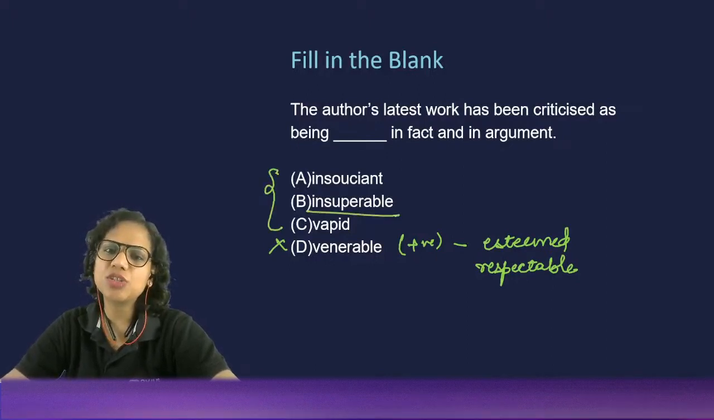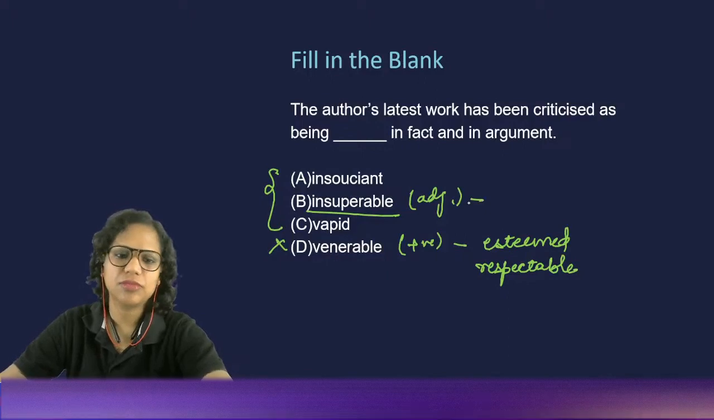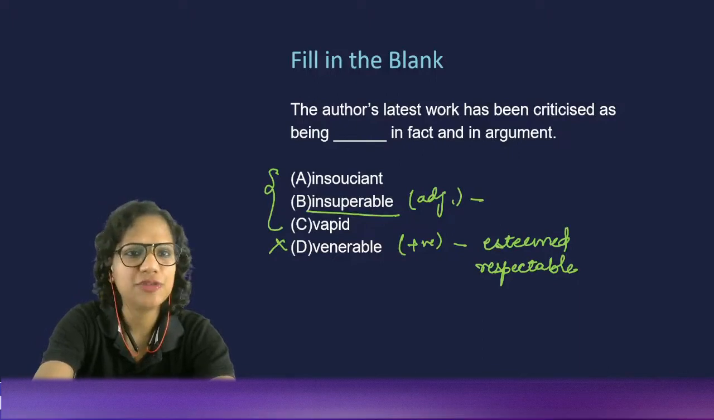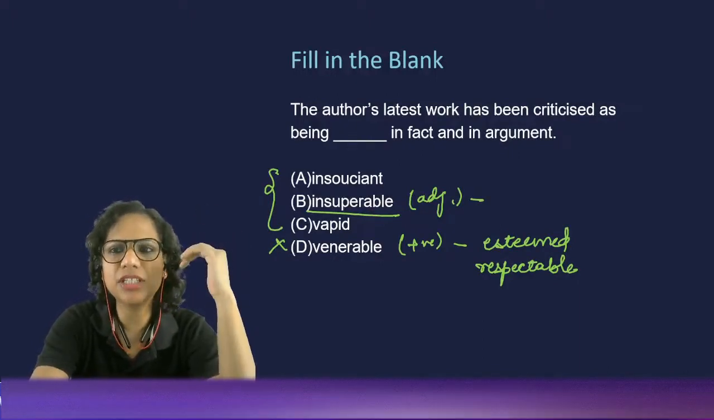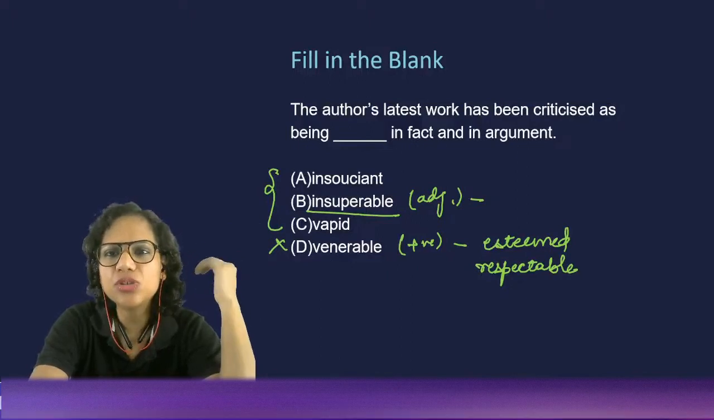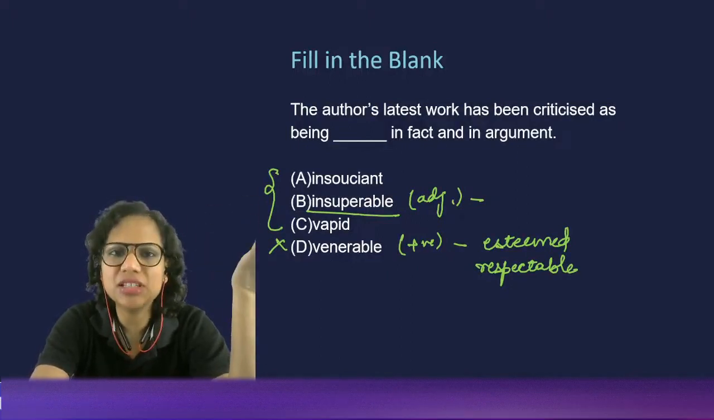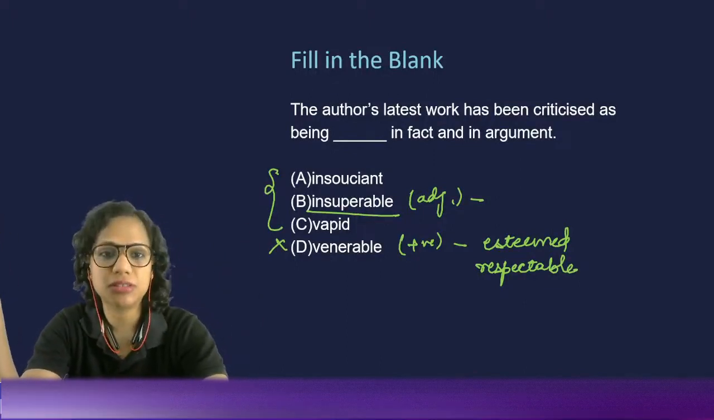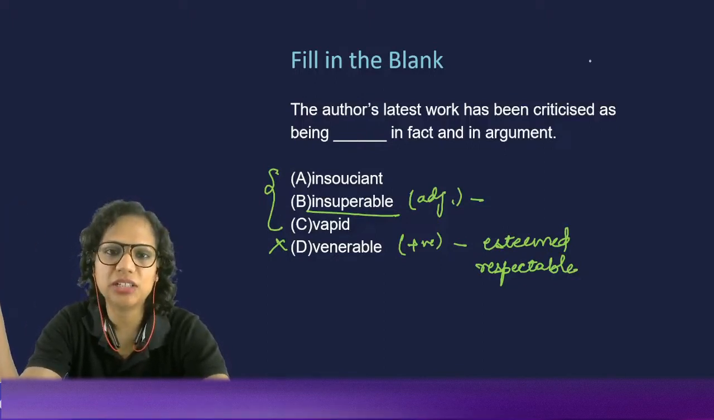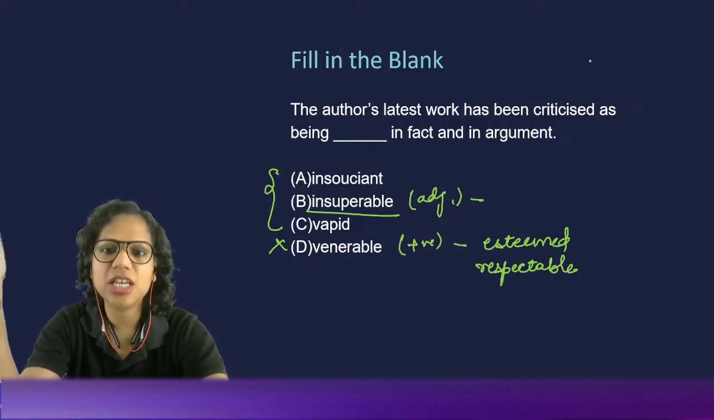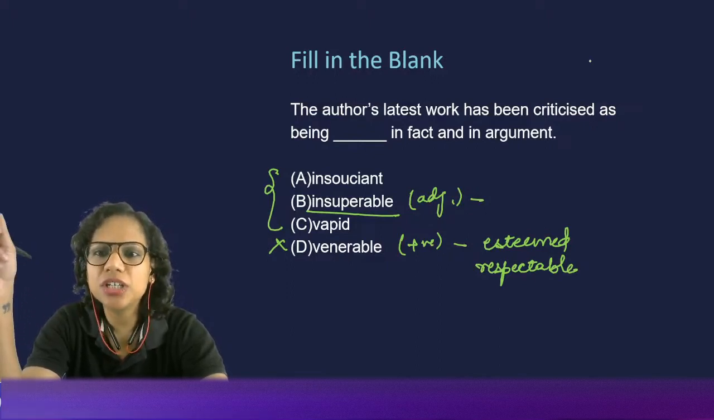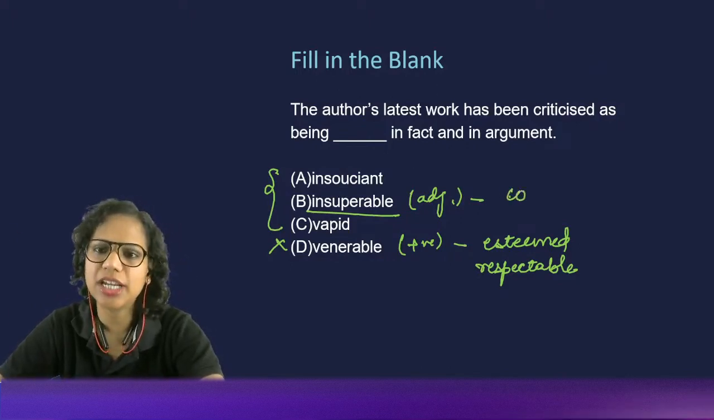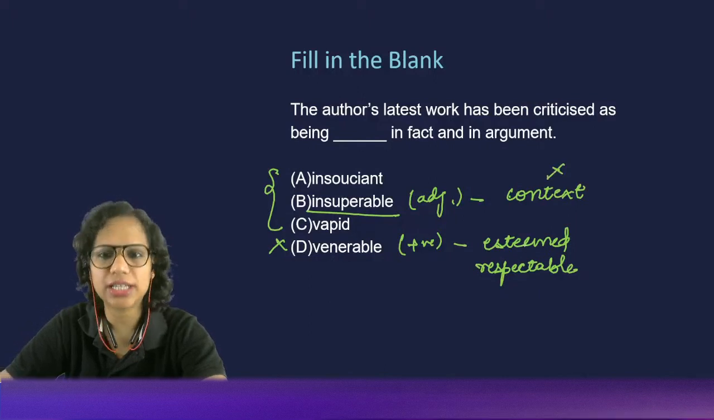Now, what is insuperable? Have you heard it in some context? Insuperable. In is a negative prefix here. Super is something that is over, above something. So, insuperable is a negative word that is used for some obstacles that are impossible to overcome. Okay, you can't overcome them. Invincible, let's say, insurmountable obstacles, unconquerable obstacles. So, those are your insuperable. Now, here we are not talking about any difficulty or any obstacle. So, insuperable does not fit the context. Even though it's a negative word, it does not fit the context.